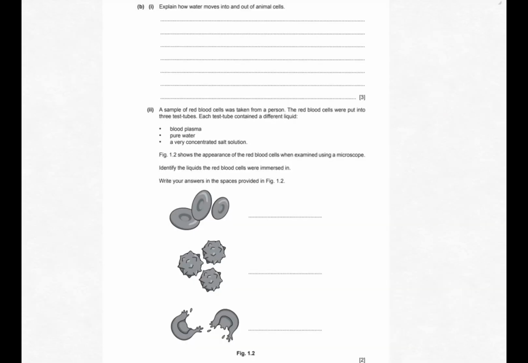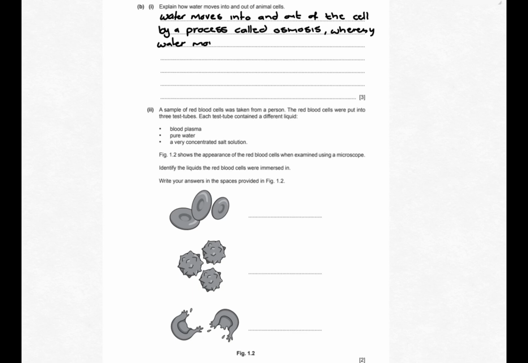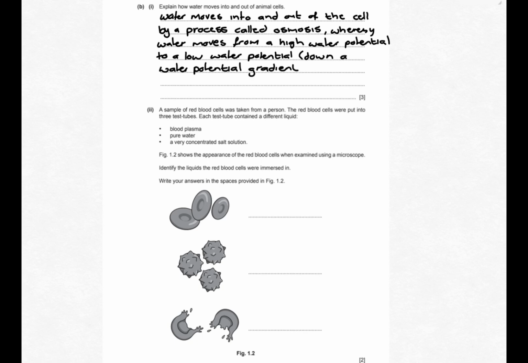So let's get back to our question. The first part of question B asked to explain how water moves into and out of animal cells. Now, water moves into and out of the cell by a process called osmosis, whereby water moves from a high water potential to a low water potential. So this will be down a water potential gradient, and it will also move through a semi-permeable membrane.